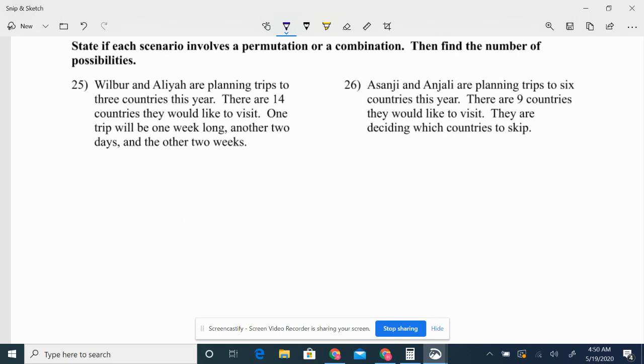All right, Wilmer and Laya are planning trips to 3 countries this year. There are 14 countries they would like to visit. One trip will be 1 week long, another 2 days, and the other 2 weeks.